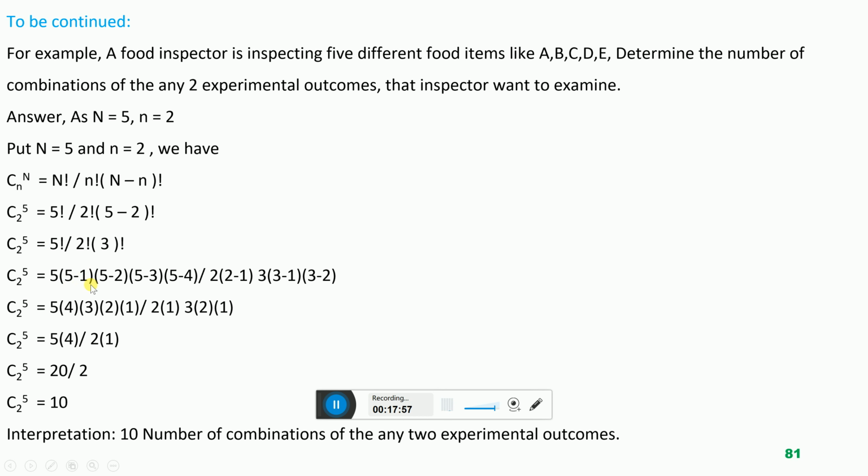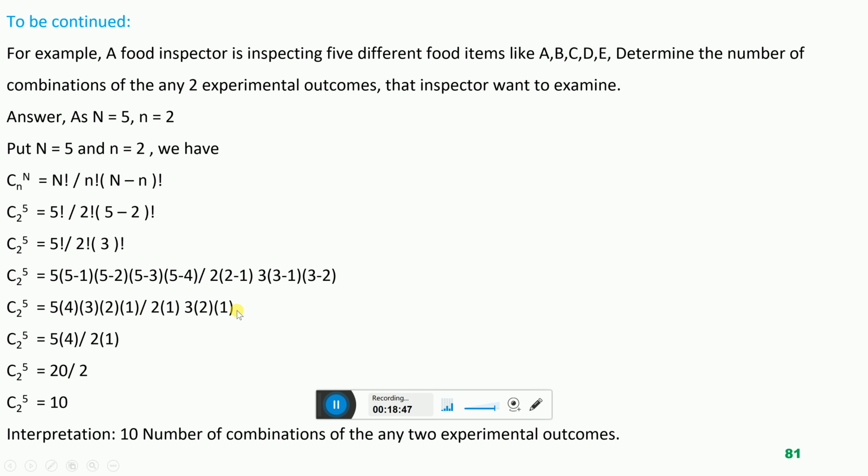Now C(5,2) is equal to 5, 5 minus 1 is 4, 5 minus 2 is 3, 5 minus 3 is 2, 5 minus 4 is 1, divided by 2, 2 minus 1 is 1, and 3 as it is, 3 minus 1 is 2, and 3 minus 2 is 1. We simply subtract the values, and C(5,2) is equal to 5, 4, and this 3 2 1 cancels with the denominator 3 2 1. So what is remaining in the denominator? 2 1. So 5 times 4 is 20 divided by 2, and 20 by 2 is equal to 10.